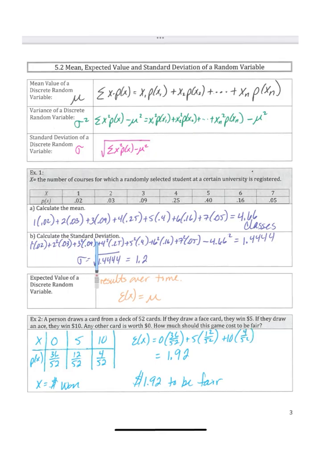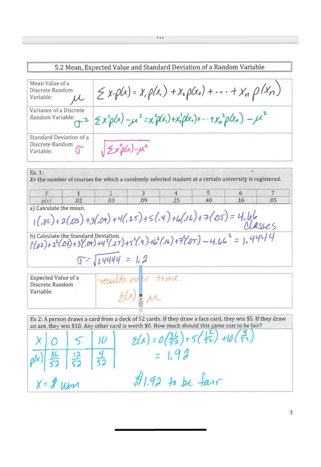The standard deviation, well, now that's this other one. That's where we have to do the x squared times its probability. So 1 squared times 0.02. Plus 2 squared times 0.03 plus all the way down to plus 7 squared times 0.05. And then you have to minus the mean squared. So minus 4.66 squared. And all that equals 1.4444, but that's the variance. You still have to take its square root to get the standard deviation.